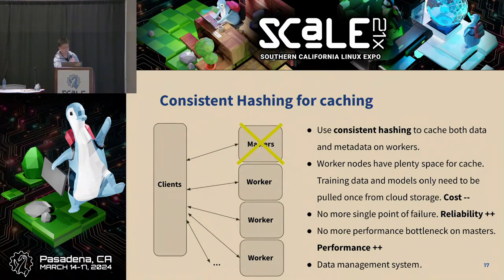By using consistent hashing, the client can calculate which worker the data is on by the file name. And worker nodes, because we can scale them up pretty easily, have plenty of space for cache. So training data and the models only need to be pulled once from the cloud storage, and later on, whenever either training or serving needs them again, they can directly read from workers. So we are using less cost.